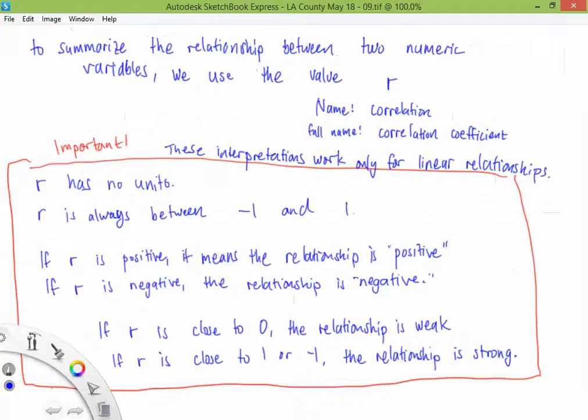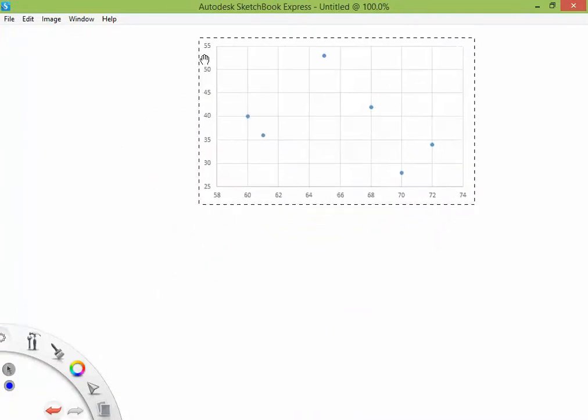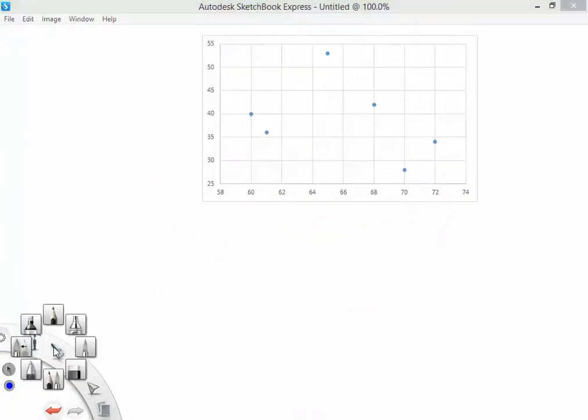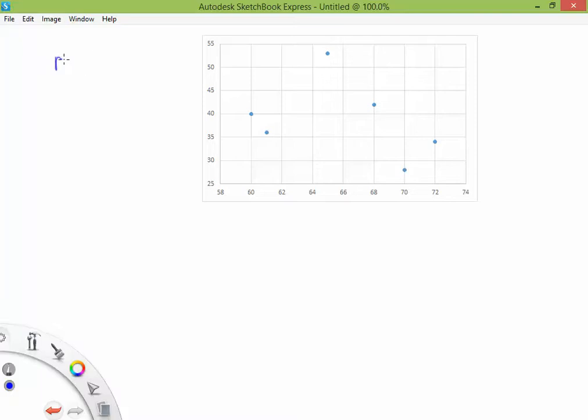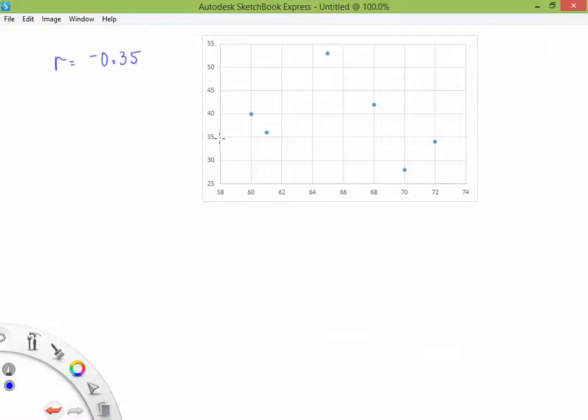So let's make a new slide. I'm going to just punch this in here. And here we have R equal to negative 0.35 or something like that. Yeah, 0.35378. So overall, a negative trend, but not very strong.